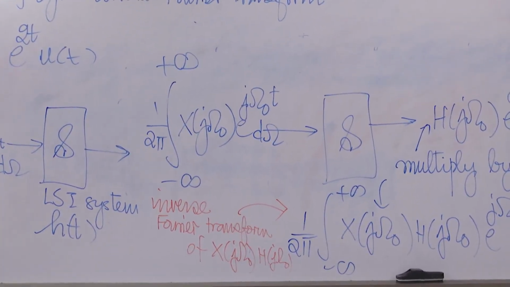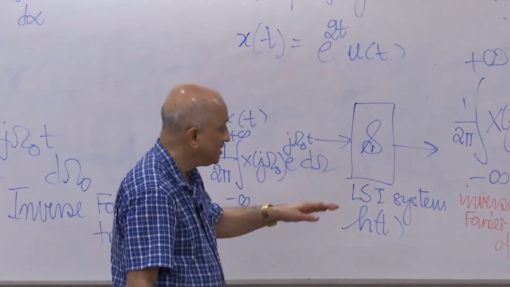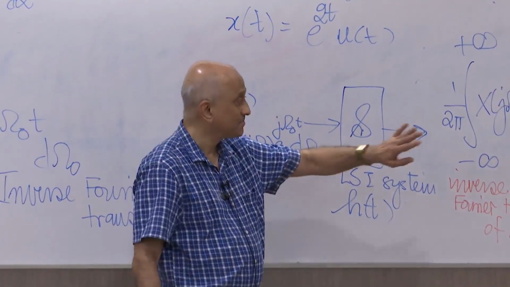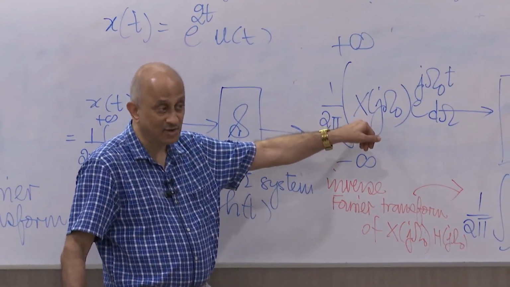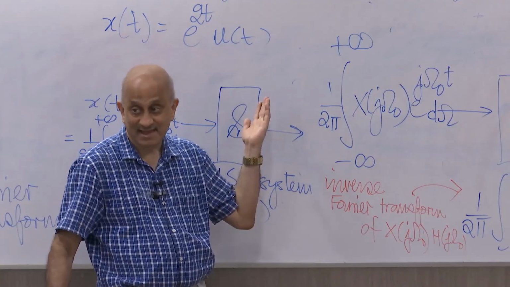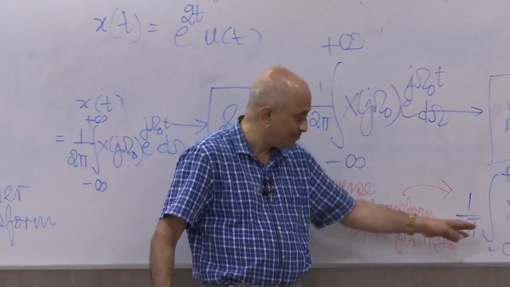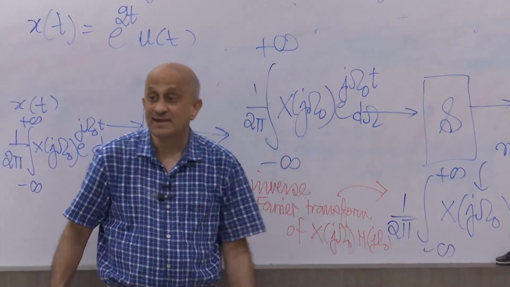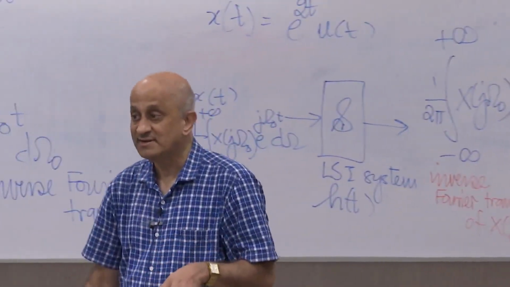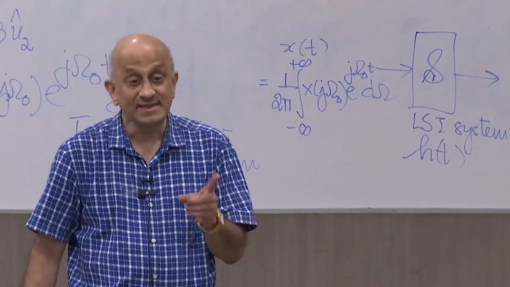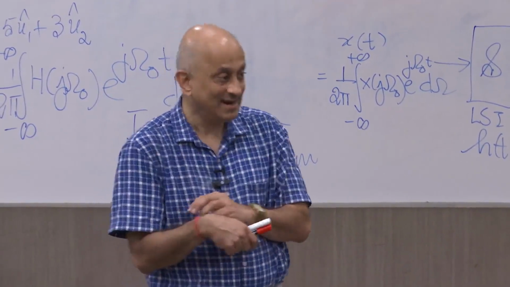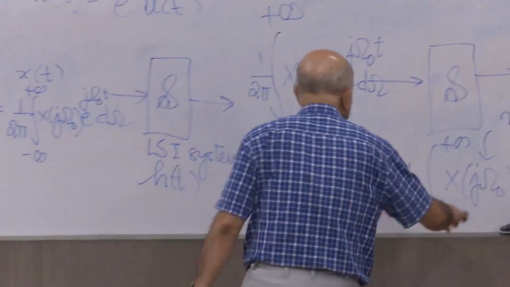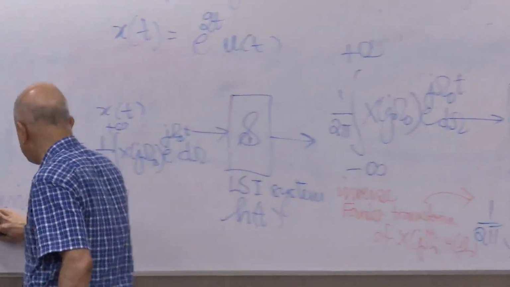Is that right? Does everybody appreciate this? Right? So, what are we saying in effect? I have given the inverse Fourier transform of X(jω0), which is the input x(t), and what I have received at the output is the inverse Fourier transform of the product X(jω0) into H(jω0), which means the output Fourier transform must be the product. Is that right?